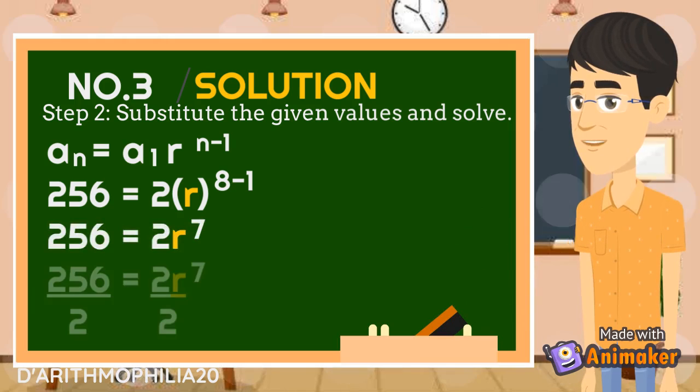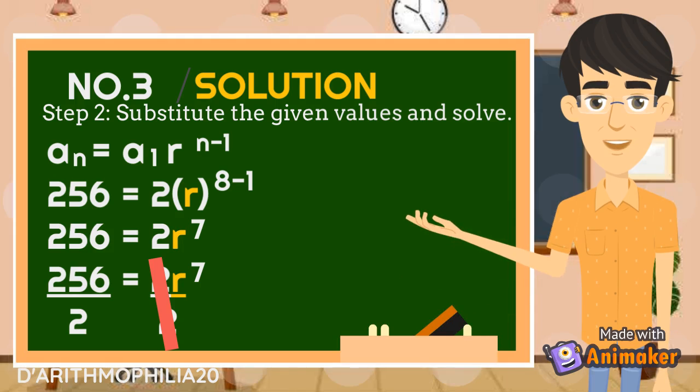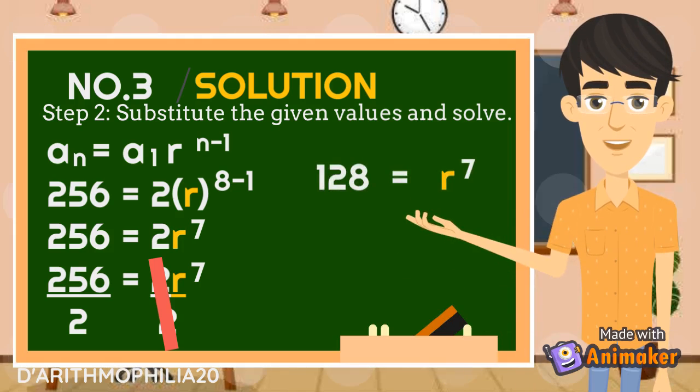Next, we will divide both sides by 2. 256 divided by 2 is equal to 128. We now have 128 equals r raised to 7. In order for us to get the value of r, we need to first eliminate its exponent which is 7 by putting 7th root in both sides.